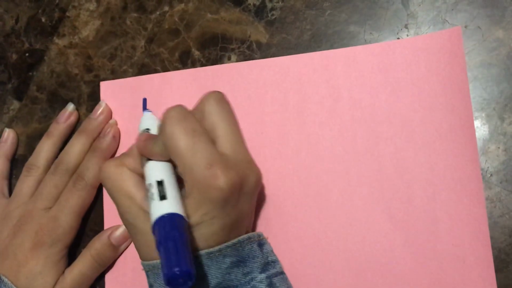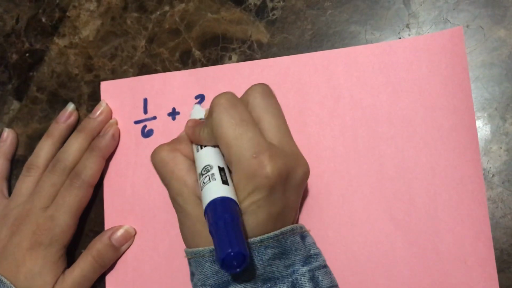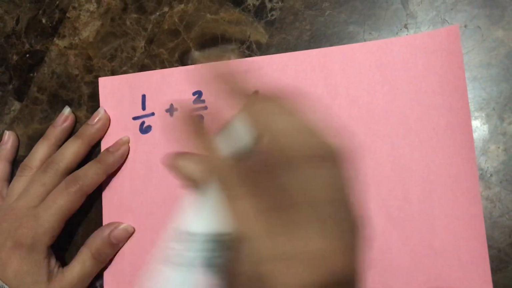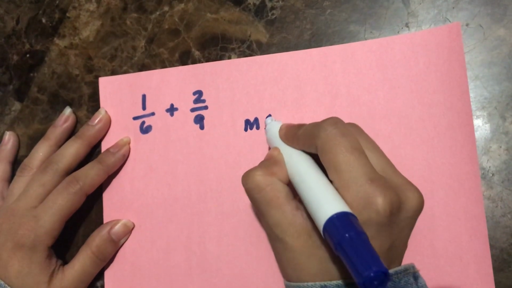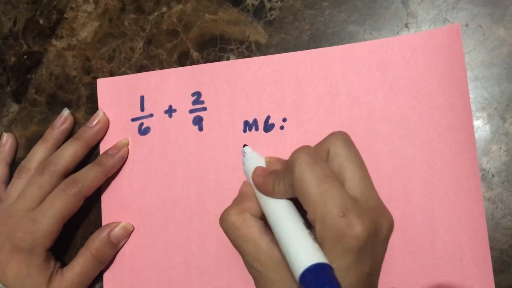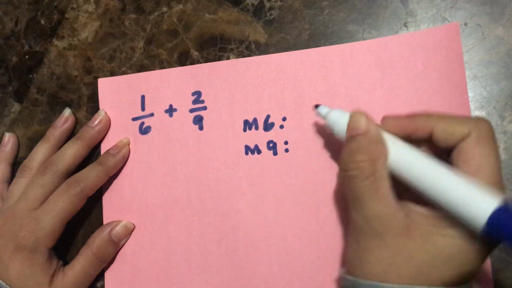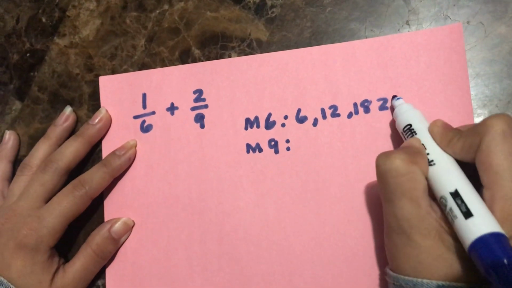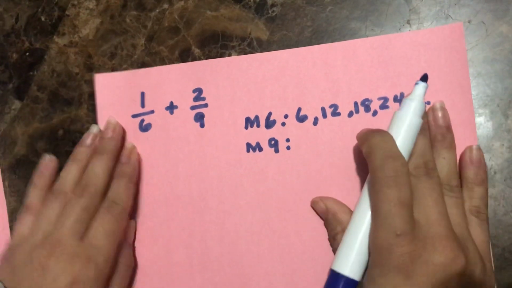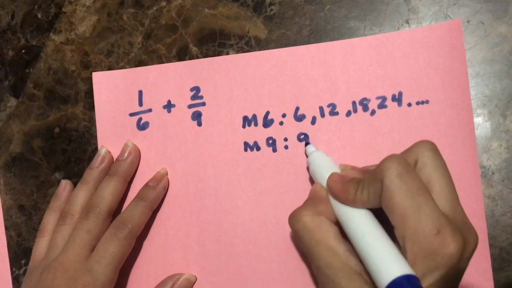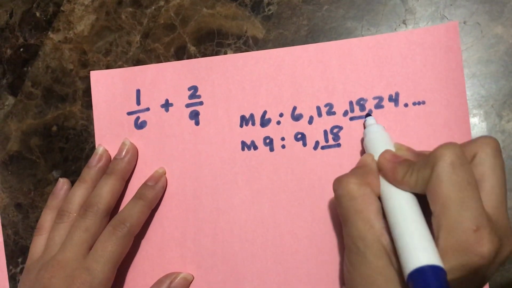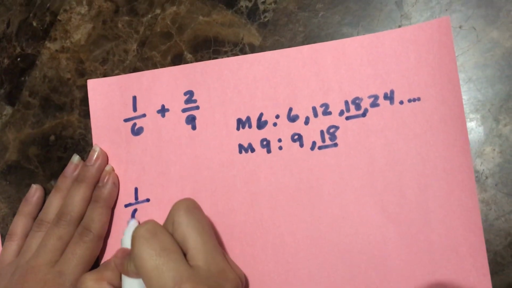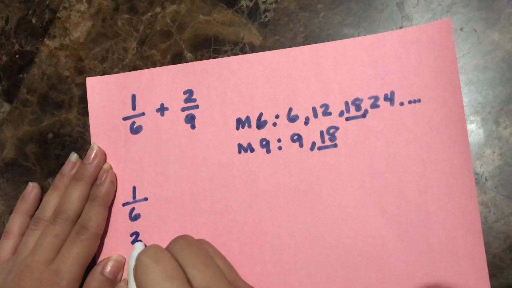So let's say we have 1 over 6 plus 2 over 9. We need to rewrite the common denominators for these two numbers. So we need to find the multiples of 6 and then multiples of 9. The multiples of 6 are 6, 12, 18, 24, and so on, and we can always come back if we need to add more. Now multiples of 9: 9, 18, and right there we already have found the least common multiple, which is 18.